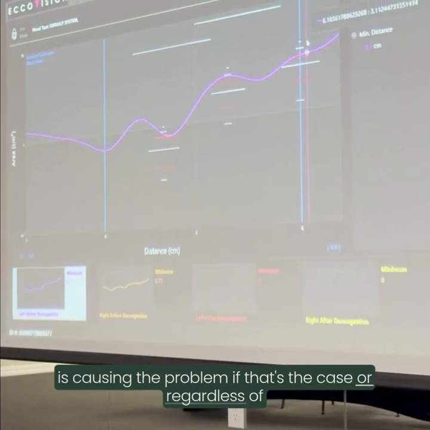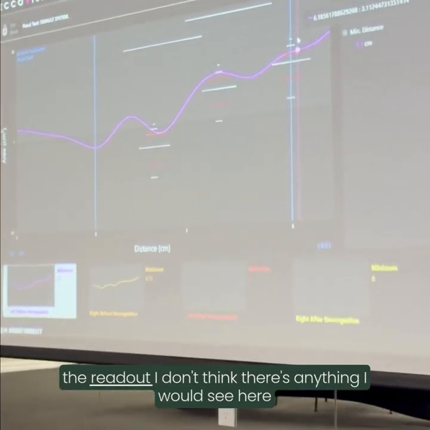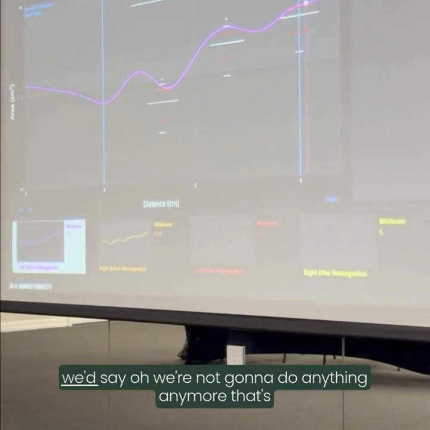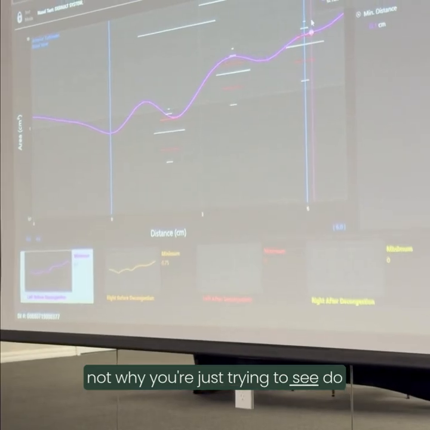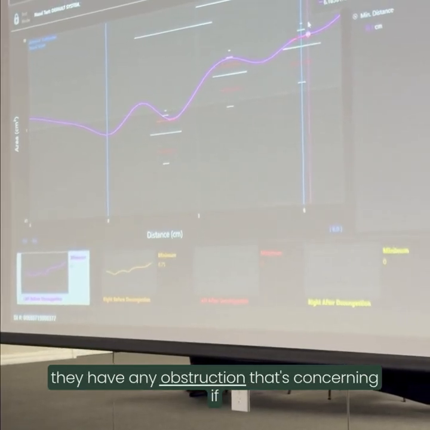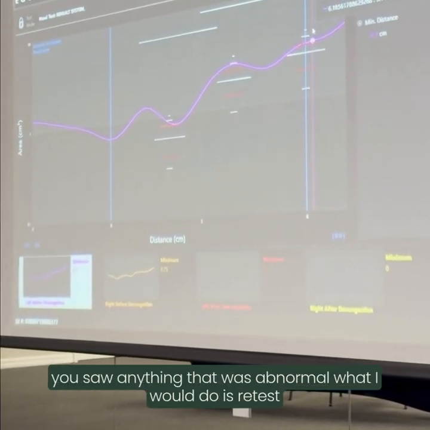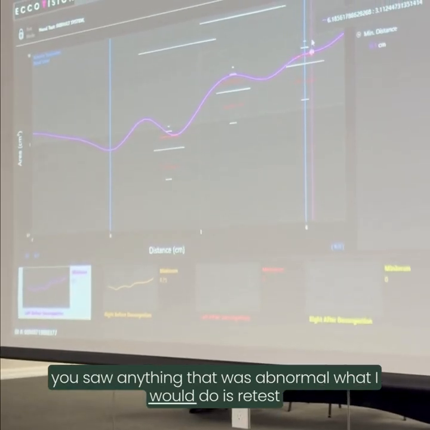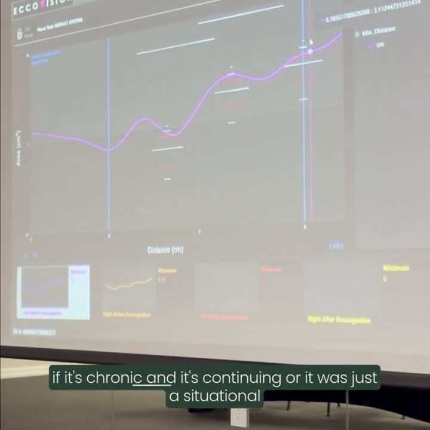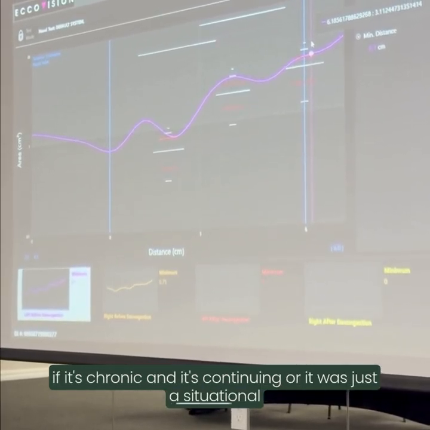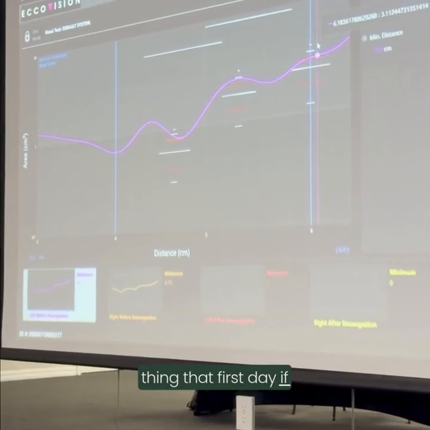If that's the case, or regardless of the readout, I don't think there's anything I would see here where you'd say, oh, we're not going to do anything anymore. That's not what you're doing. You're just trying to see, do they have any obstruction that's concerning? If you saw anything abnormal, what I would do is retest them the next time you see them, see if it's chronic and continuing, or it was just a situational thing that first day.